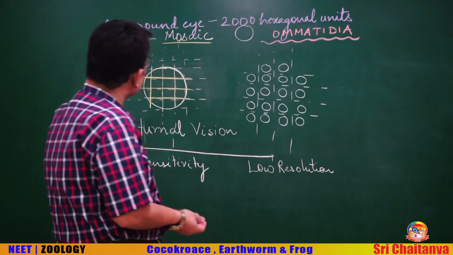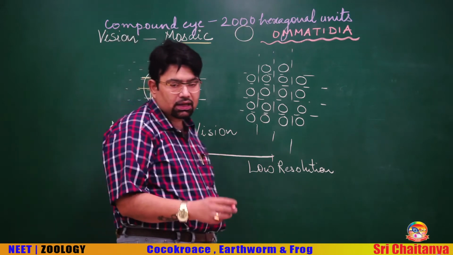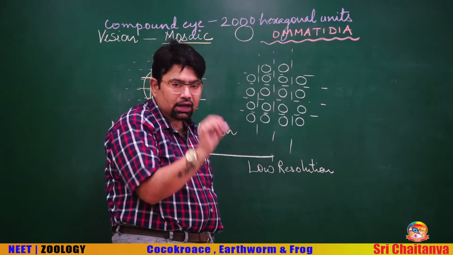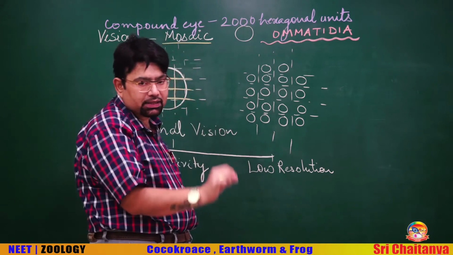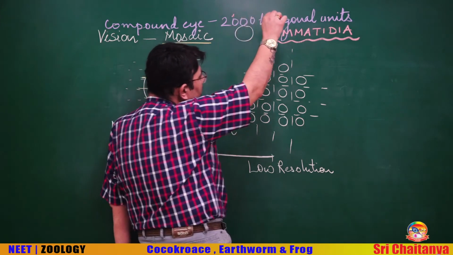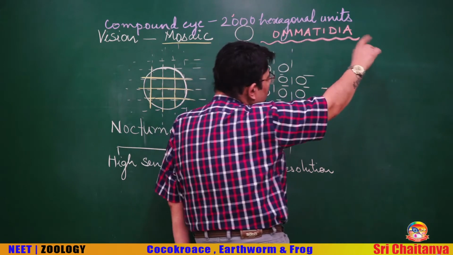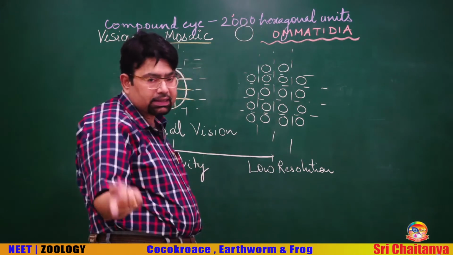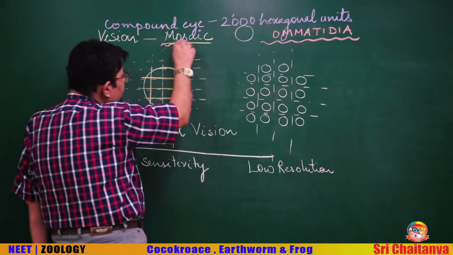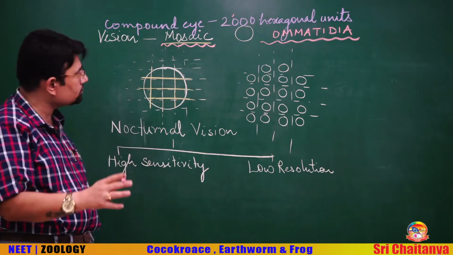One point about the compound eyes of cockroach. Compound eye means the eye is made up of about 2000 small units. Each unit is called an ommatidium. So each eye is made up of about 2000 hexagonal units called ommatidia. One is ommatidium, many are ommatidia. Now, you know that insects have a mosaic vision. The vision is called mosaic vision.